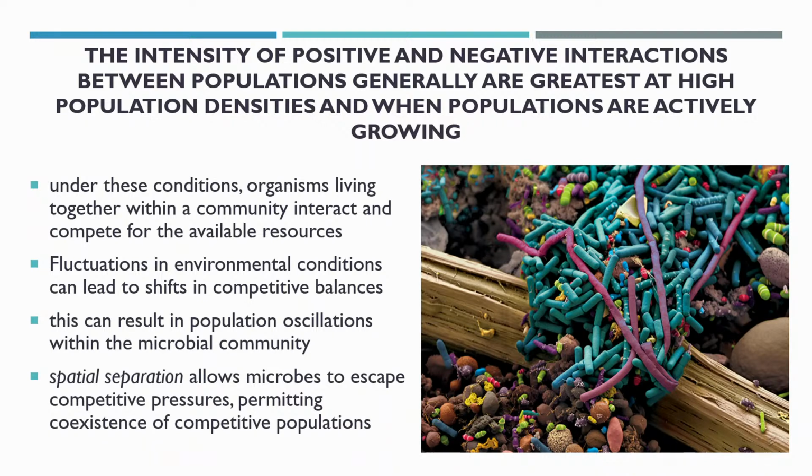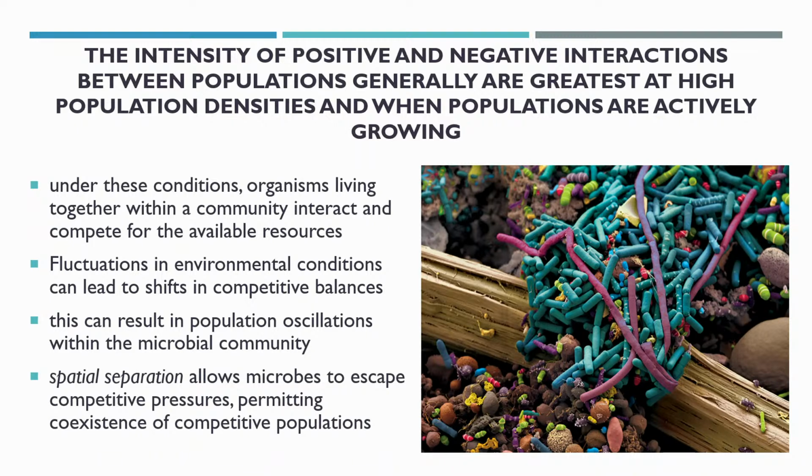But there are obviously going to be fluctuations in those environmental conditions that can lead to shifts in those competitive balances. It's not always going to be a straight arrow. There are going to be different divergences, and this can result in population oscillations within that microbial community. But there's a term called spatial separation that allows microbes to escape competitive pressures and coexist in those competitive populations.